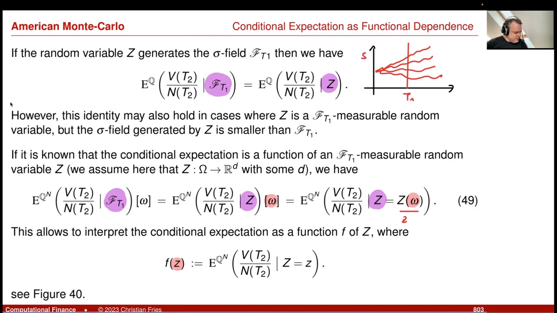And this defines actually my condition. So this here is then my random variable Z, the value of the stock at time T1. And this observation, that we can maybe find some random variable that represents our condition, led to the idea that we have maybe a nice method for estimating the conditional expectation.